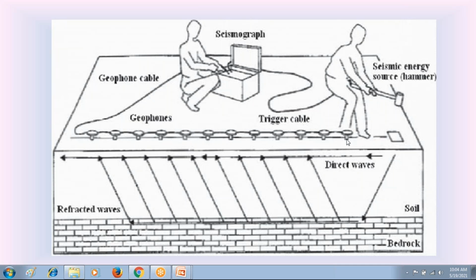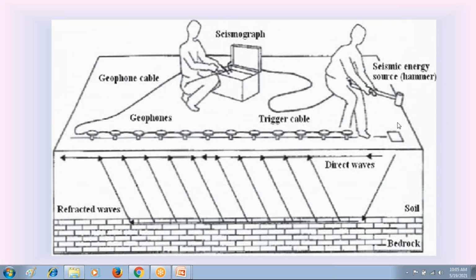This first geophone is at a distance of D1. This first geophone receives the shock wave traveling only in the first soil layer. Once this geophone receives that shock wave, it converts that shock wave into electric pulse. That electric pulse is sent to this device called seismograph. Once the seismograph receives that electric pulse, it notes the time of receiving.